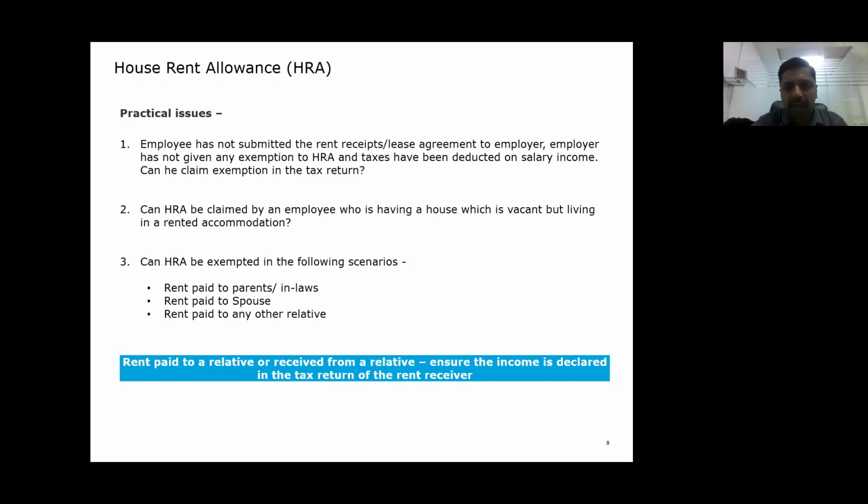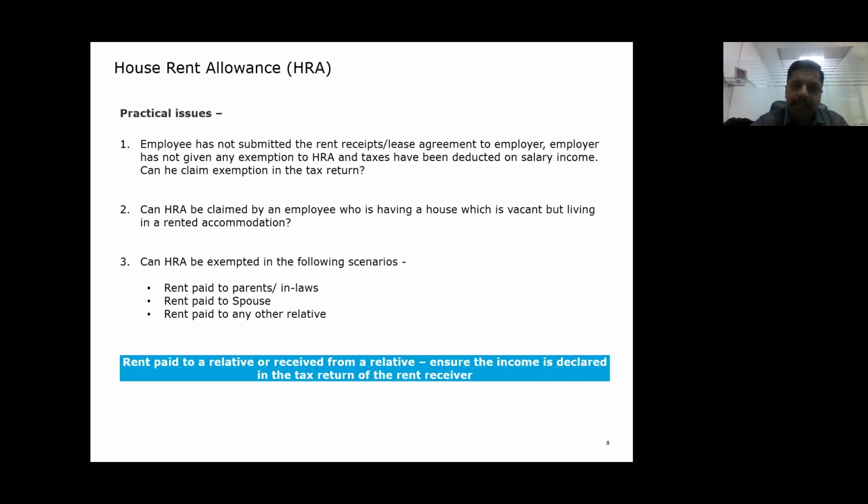Of course, it should be reasonably at least far off. I mean, it cannot happen that he's just 1 or 2 kilometers away and he is showing a rent receipt saying that I'm living in a house where I'm paying the rent. So that should not happen. Just ensure at least a reasonable distance is there between the home which is vacant and the workplace.